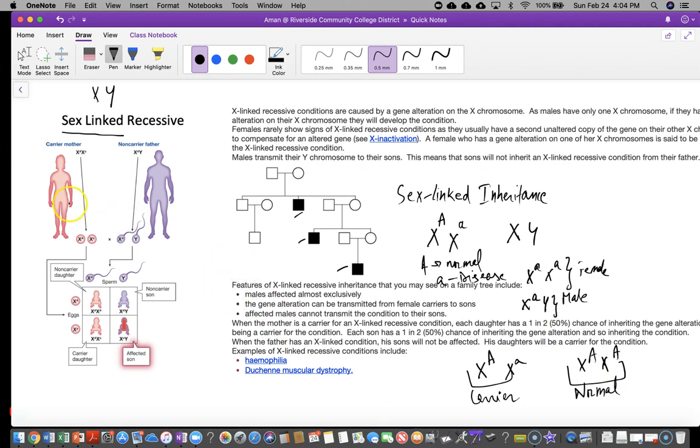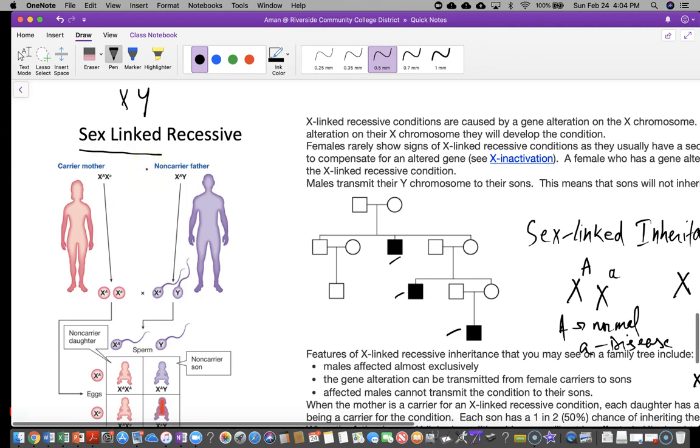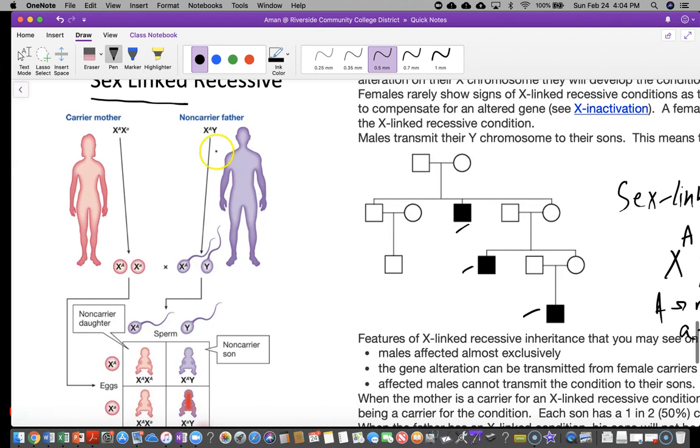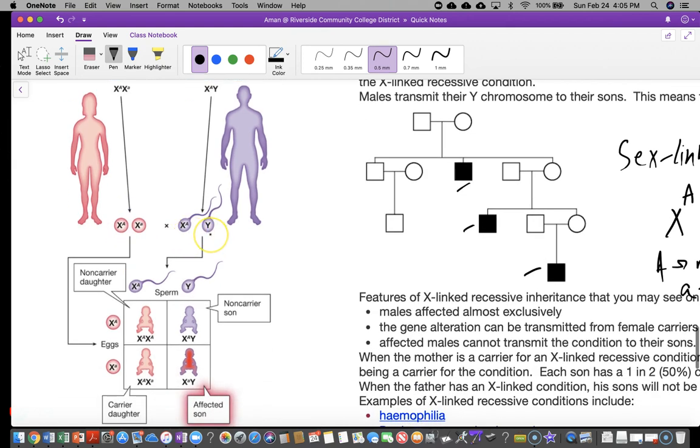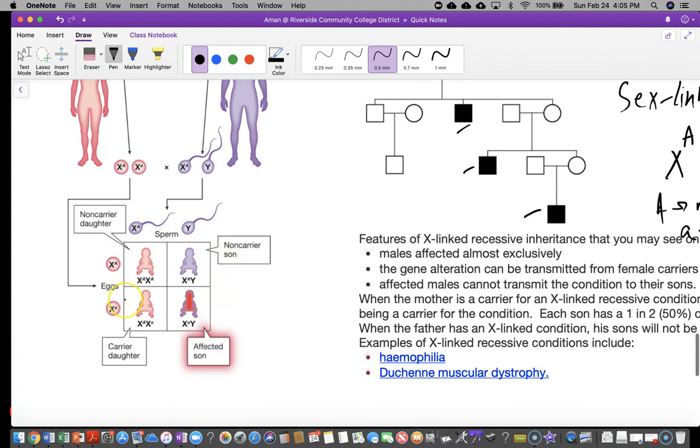So let's look at this example again here. We got X capital A X small a and X capital A Y. And then they make gametes X capital A, X small a, and then X capital A, Y. And then you can see we made the Punnett square. And then we got X capital A, X capital A, that's one combination. X small a, X capital A, second combination. X capital A, Y, this is third combination. X small a with a Y, that's your fourth combination. So we can see we got two daughters and we got two sons.